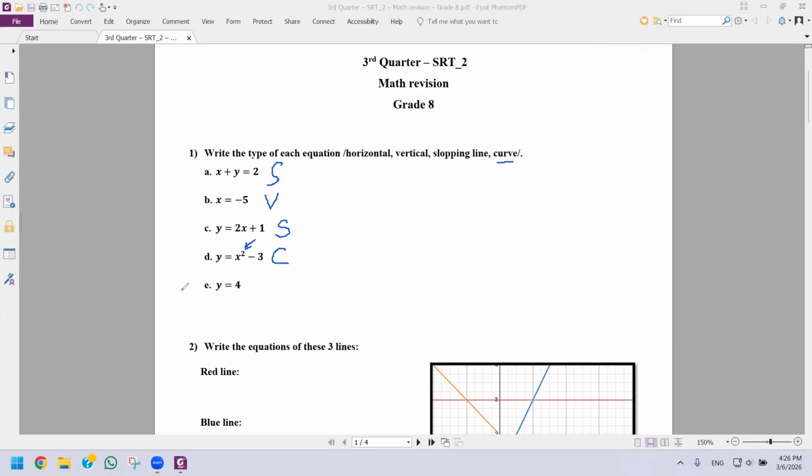Then the last line, y equals to 4. Again, let's try to imagine it. This is the x and y axis. y 4 is somewhere here. So how would I draw the line that passed through this point? It will be a horizontal line. So y equals to something is a horizontal line.